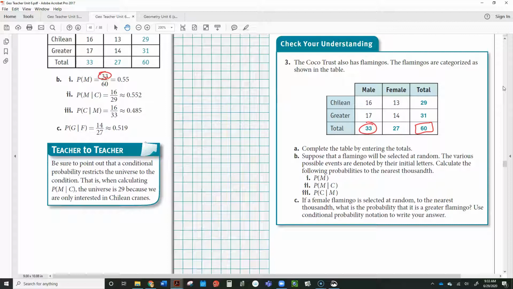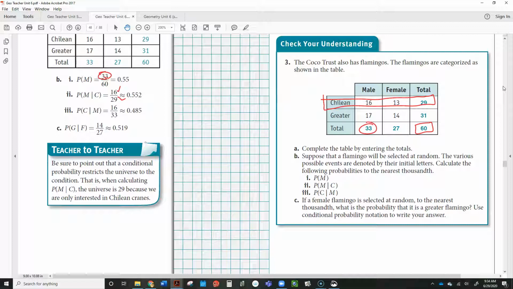Then they want us to find the probability that you select a male given that it's a Chilean. Okay, so the probability of just this group right here. We know it's coming from this group. So the number that goes on bottom, right here, is a 29. And the possibility that it's a male, there are 16 males. So 16 out of 29 divides out to be about 0.552. They must have rounded. This one says equal, so that means it must have divided out exactly to 0.55.